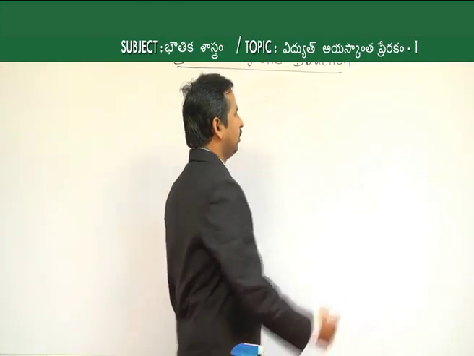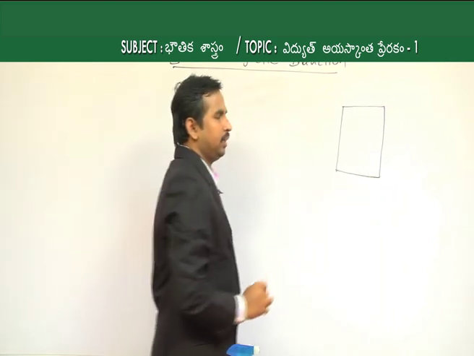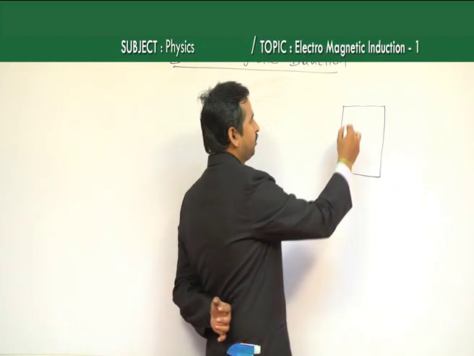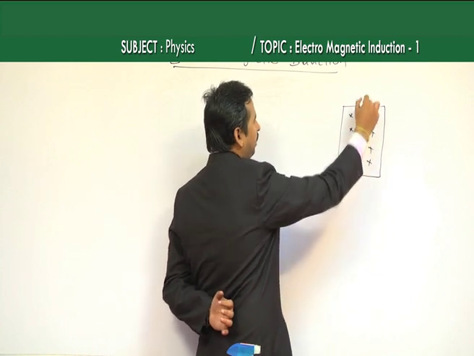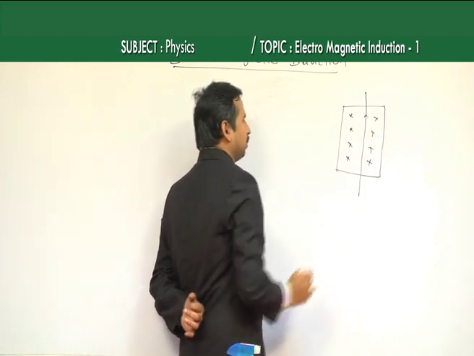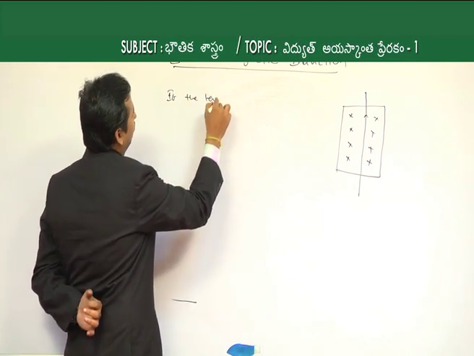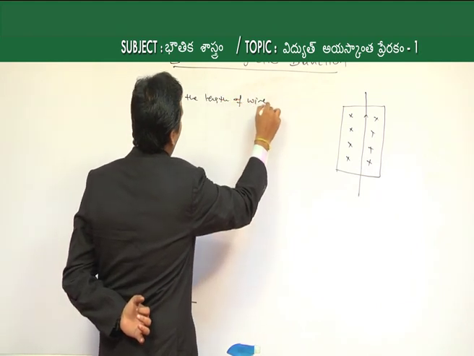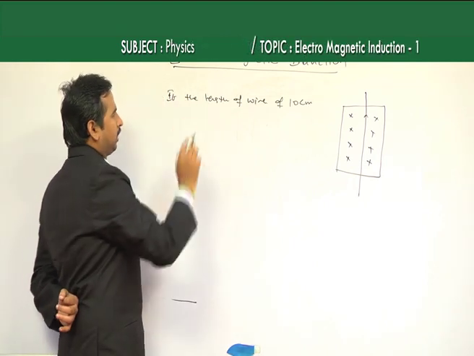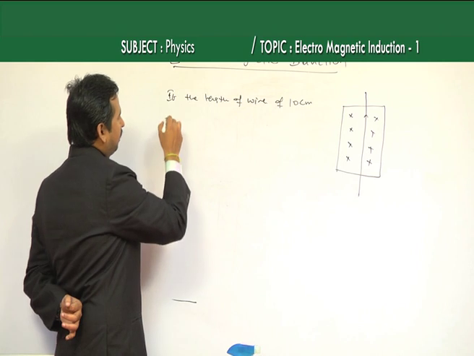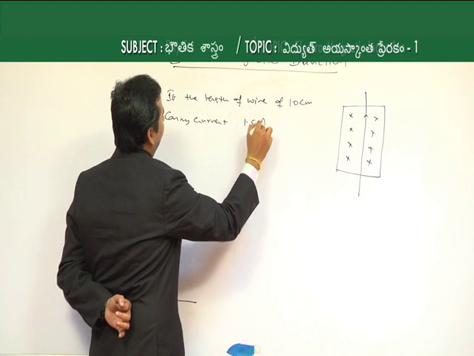Now we are taking a numerical example, having a current carrying wire in a plane, so that the field is into the plane, and we are taking a current carrying wire inside that. Let us suppose the length of the wire is 10 centimeters, carrying a current of, let us suppose, 1.5 amperes.